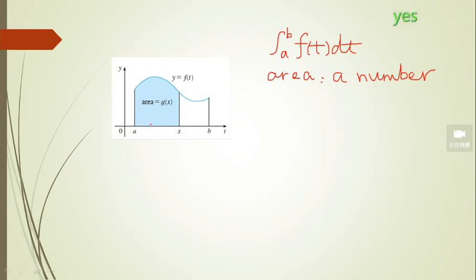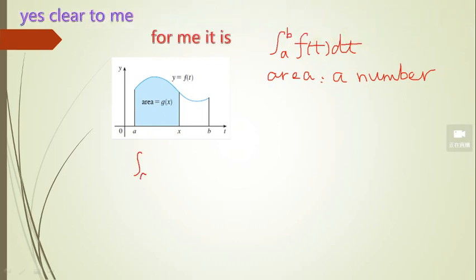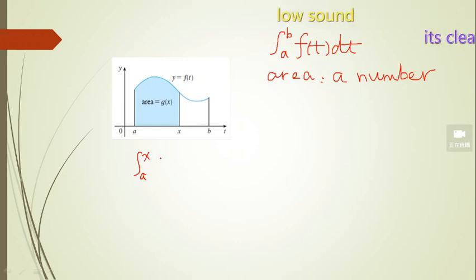So here, how can we represent the area from a to x under the curve f(t)? This shaded blue region should be the integral from a to x, and what is the function? f(t) dt.